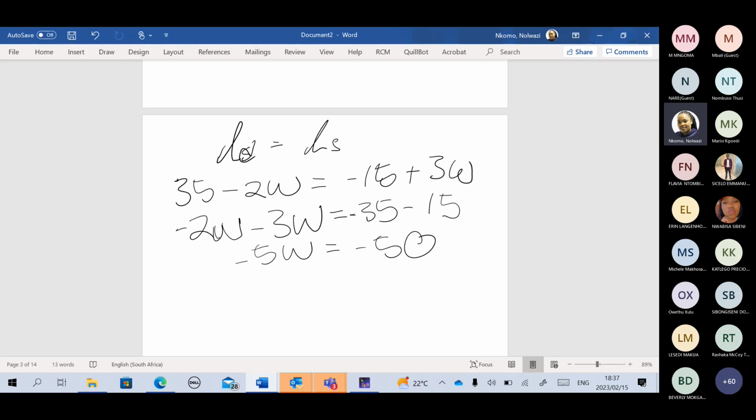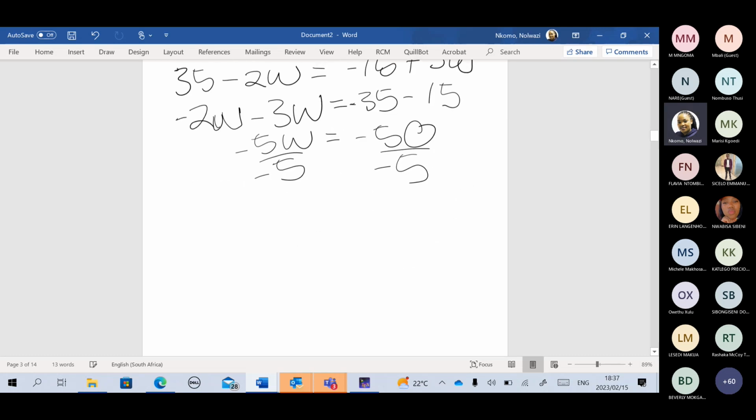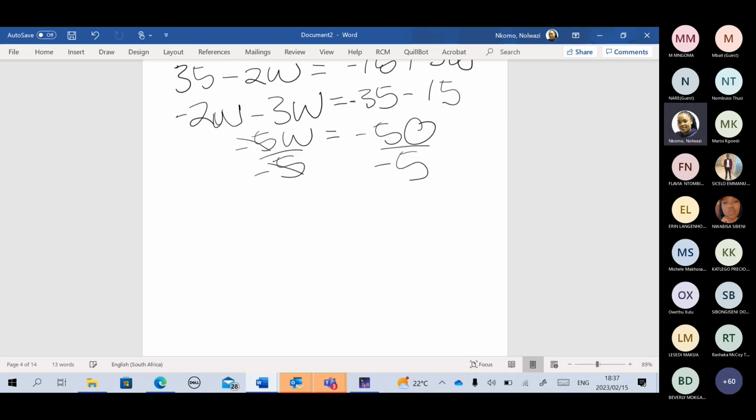And the aim is to make the wages the subject of the formula. So it means we need to divide by minus 5 on both sides. And if you do that, these two will cancel out and we'll have W as in 10.